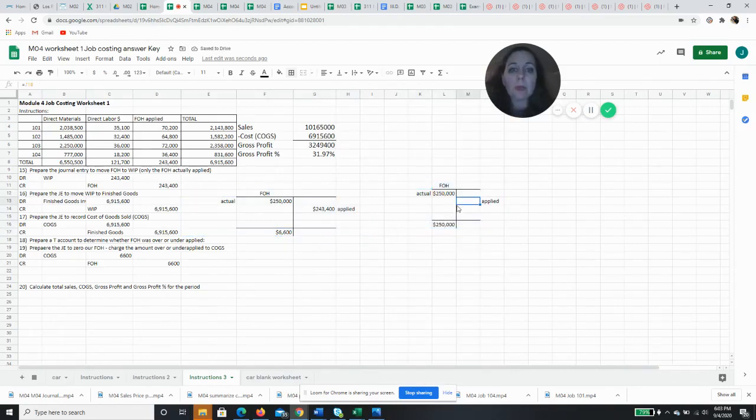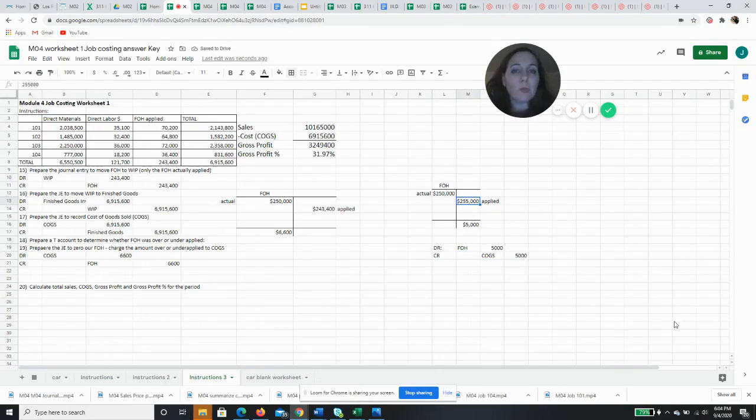If our applied was actually $255,000, then we would have a credit balance of $5,000, and our journal entry would need to debit. This would be called over applied. We've put too much into the production cycle, more than our actual expenses were. This is what we put in the production cycle. This is our actual expenses. In this case, we would debit factory overhead to zero this out, and we would credit COGS, reducing expense by $5,000.